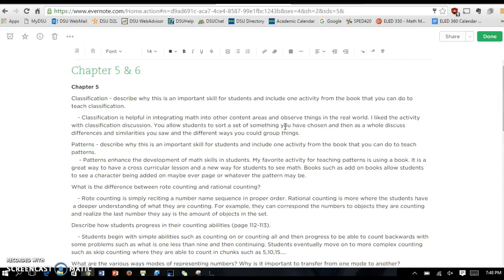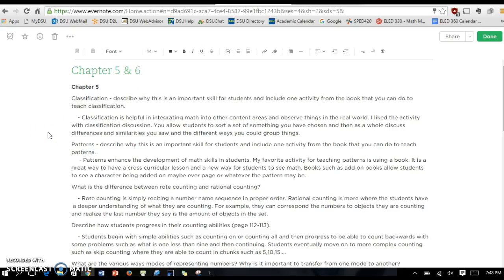Alright, so these are my chapter 5 and 6 notes. It started off talking about classification, and that was really interesting. I hadn't really thought about that in math, just to help integrate math into different content areas.